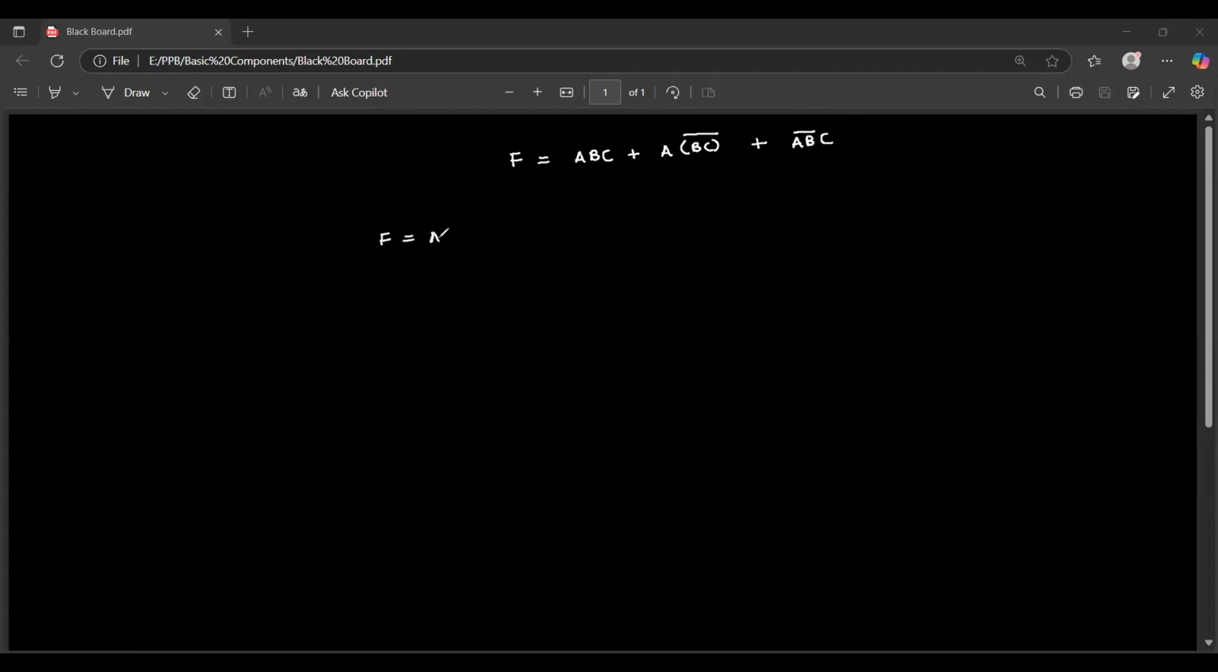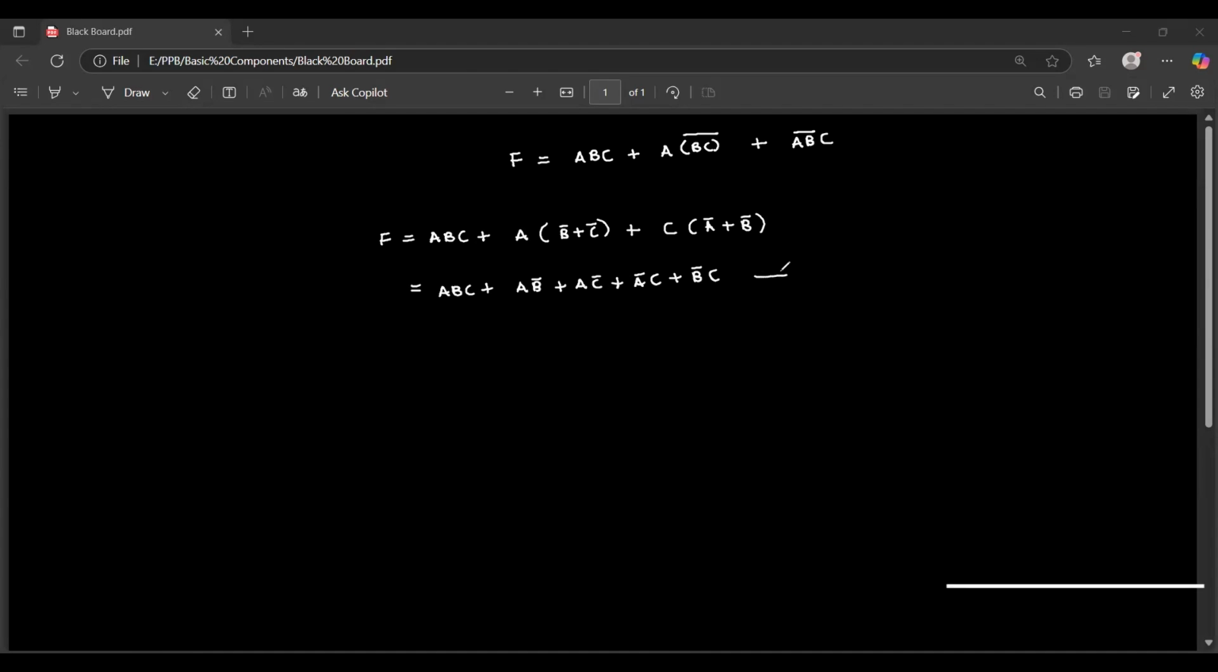F is equal to ABC plus A into (B bar plus C bar) plus C into (A bar plus B bar). And if you expand this all, you'll get ABC plus AB bar plus AC bar plus A bar C plus B bar C. Don't think about simplification at this point. This is the sum of products form. They're asking you to write this down in SOP form, so you're just writing it down in SOP form. That's all you have to keep in mind.